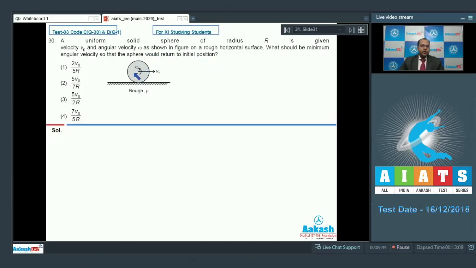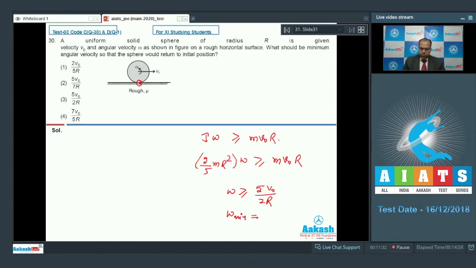In order for the sphere to return to initial position, the anti-clockwise angular momentum must be greater than the clockwise angular momentum about any point on the ground. So I can say that I into omega must be greater than or equal to m into v0 into r. Or I can say that 2 by 5 mr square into omega must be greater than or equal to m v0 into r. On further solving, the value of omega is greater than or equal to 5 v0 upon 2r. So in order to calculate the minimum angular velocity, omega minimum must be equal to 5 v0 upon 2r. So option 3 is the correct answer. So the correct answer for question number 30 is option 3.